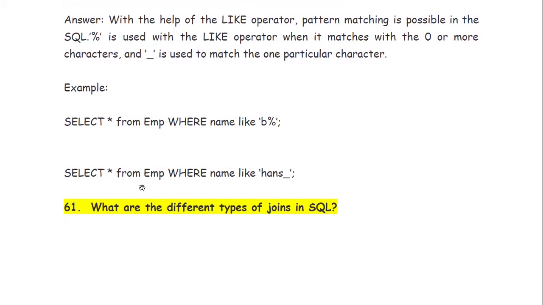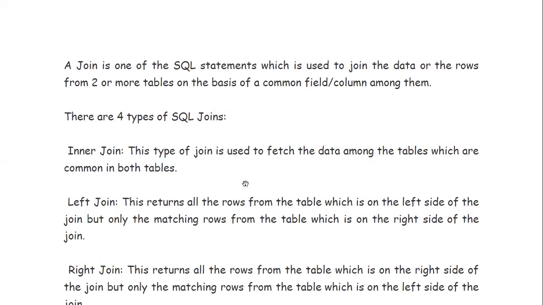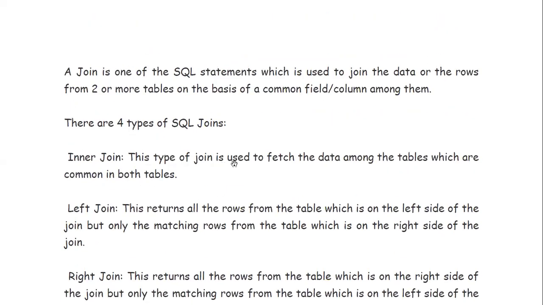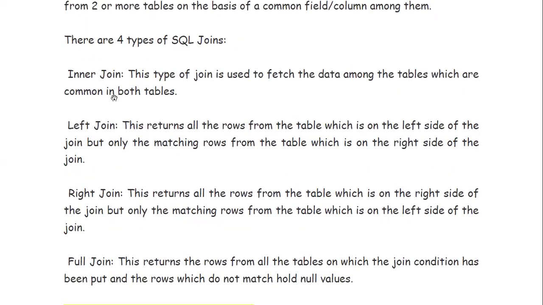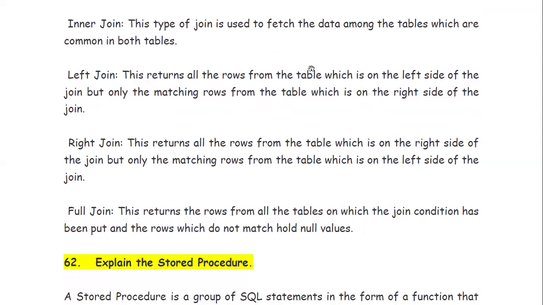The next question is, what are the different types of joins in SQL? Join is used to join the data or rows from two or more tables on the basis of a common field or column. Four types of SQL joins exist. Inner join: a type of join used to fetch the data which is common in both tables.